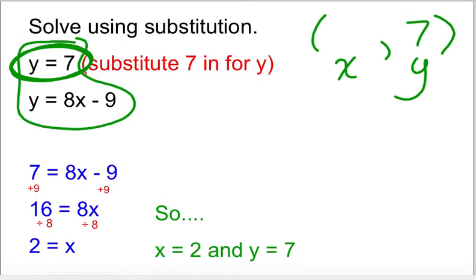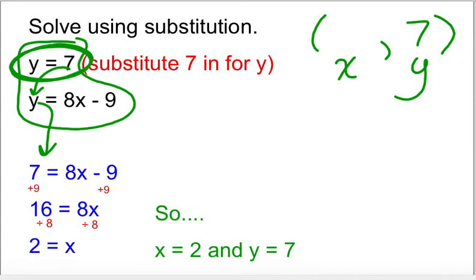Okay, so step 2 says, take that information of y being 7 and substitute it into the other equation. So we take that 7 for y, and we put it right here. See? Put your eyeballs down here. So now it says 7 equals 8x minus 9.